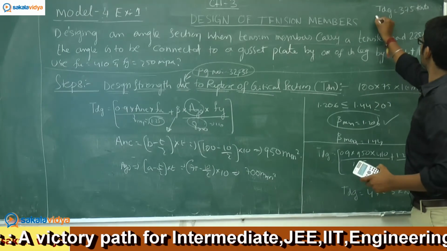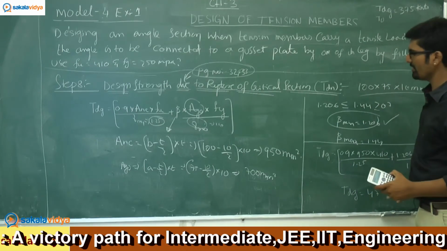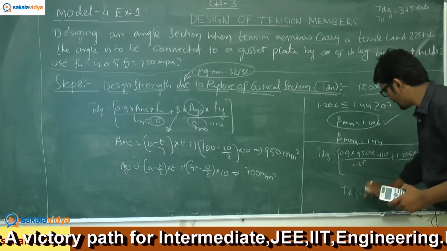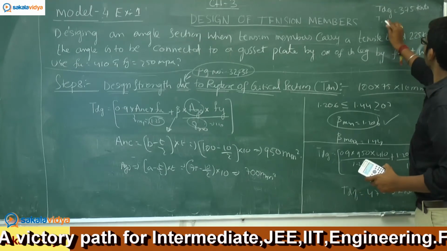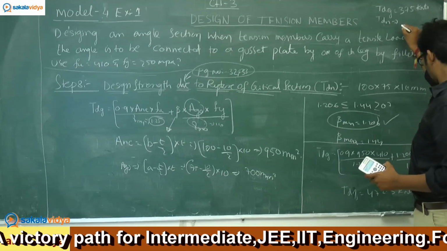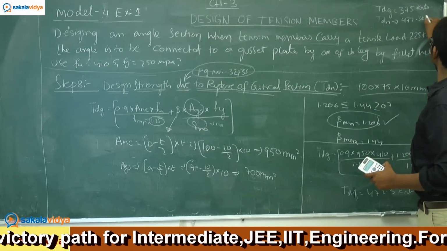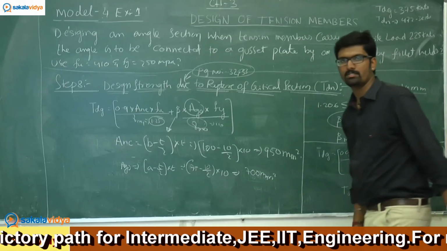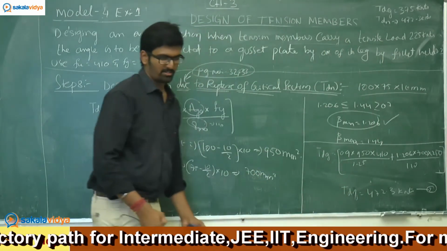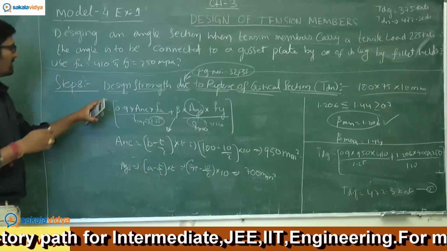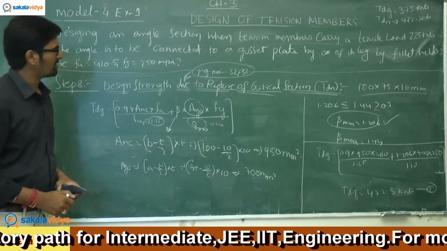So let us write here TD, so not TDG, it is TDN, sorry. TDN is equation 2, right? 472.3 kilonewtons. So far you have found the design strength due to rupture of critical section.